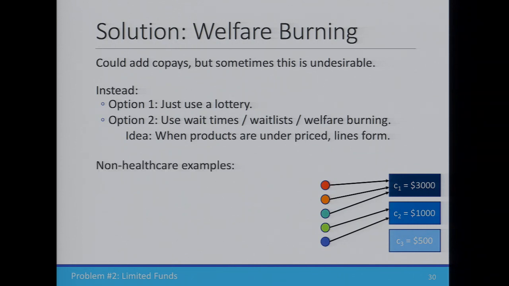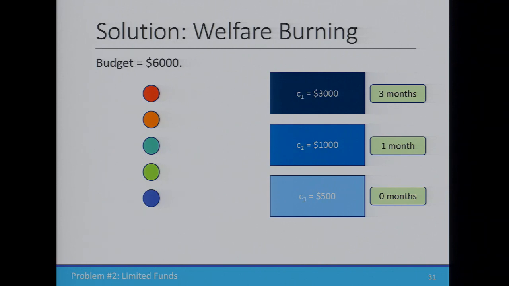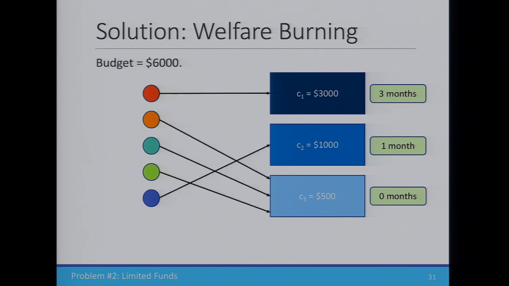Okay, so this has been studied in many contexts, including non-healthcare, such as school choice, subsidized housing, immigration. Okay, so now we're in the same setting. We have this problem where we were spending too much. If we impose a wait time that says you have to wait 3 months to get the procedure done at the first hospital, 1 month to get the procedure done at the second hospital, or you can just get it done today at the third hospital, then when patients choose their favorite, it's going to look like this, and it's going to be within the budget.